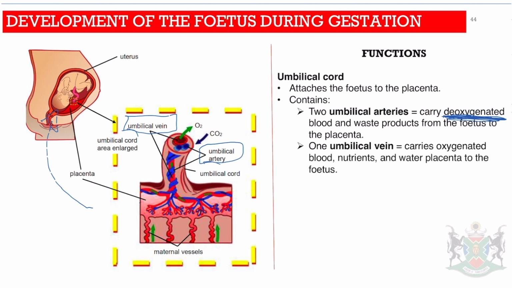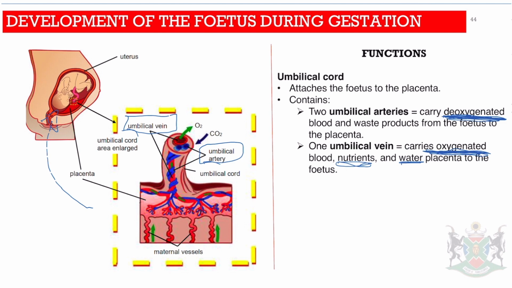So, the umbilical vein carries oxygenated blood. It is blood that is oxygenated, blood that has a lot of oxygen, and also has nutrients, also has water. So those are the good things. So that is what must go to the growing fetus.